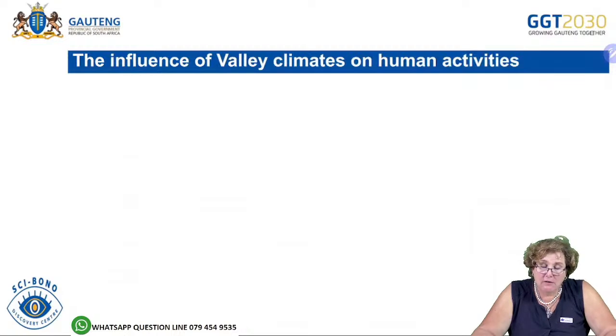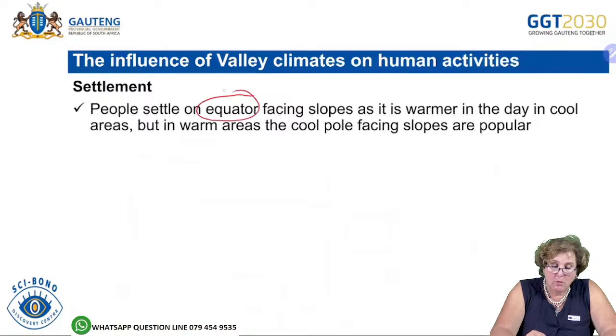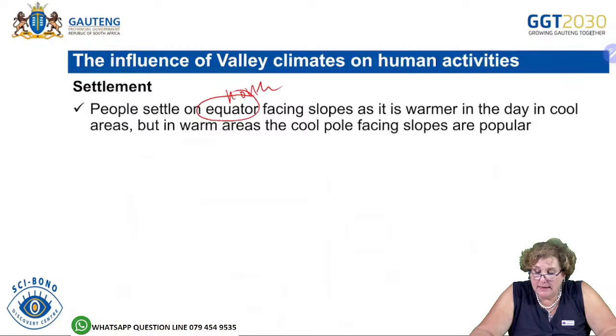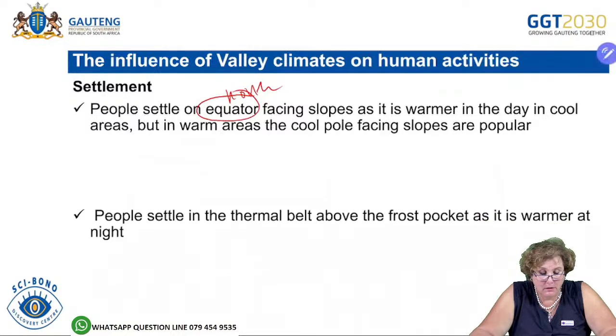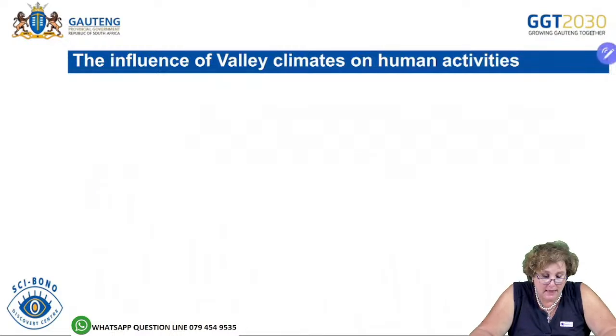And now, what is the influence of valley climates on human activity? Settlement. People will settle on the equator-facing slope. We call this the north-facing slope, as it is warmer in the day in cool areas, but it's warm areas when the cold air faces the pole, the south. People settle in the thermal belt above the frost pocket because it's warmer there at night.